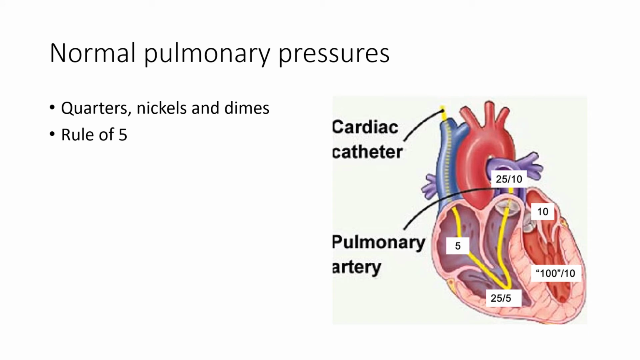So normal pulmonary pressures: there are different ways of remembering this. So how do you remember this? Well, some people use the rule of 5. So in the right atrium, it's 5. In the right ventricle, it's 5 times 5, which is 25 over 5. And the way you can remember that the denominator is 5 is to think of this conceptually. When the tricuspid valve is open, it's essentially one continuous conduit between the right atrium and the right ventricle.